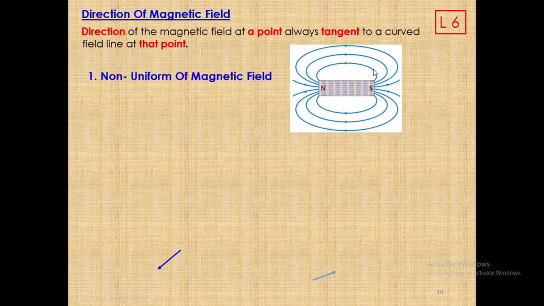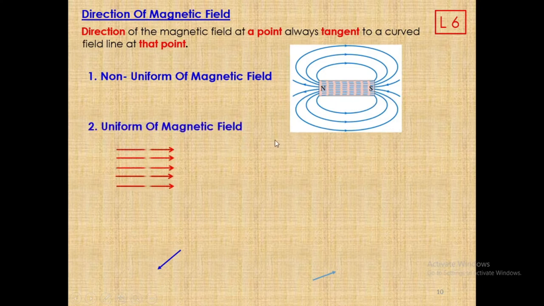So, we look at this one, it is non-uniform because for this area, inside of the bar magnet, 1, 2, 3, 4, 5, 6, 7, 8 lines. But for the upper side and the lower side of this bar magnet, it will have different numbers of the field lines across upper, inside, and downside of the bar magnet. So, it will be known as non-uniform magnetic field.